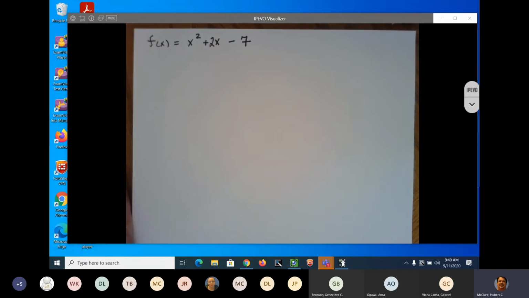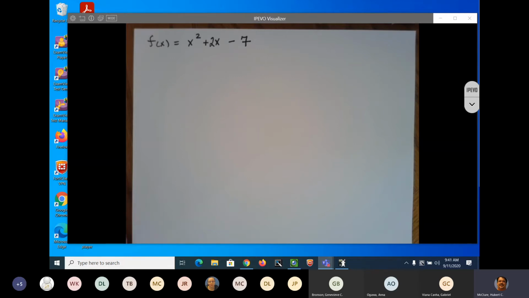Why is my hand up? Why do I have my hand up? There. I don't know why I had my hand up. I've seen it before, but never understood it. Well, hopefully you understand it a little bit, okay?